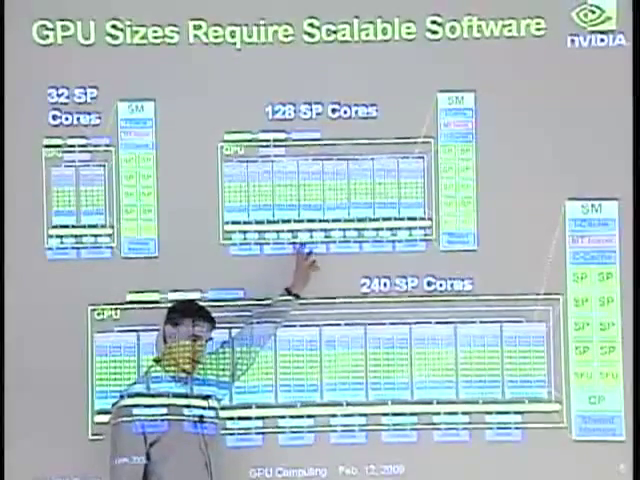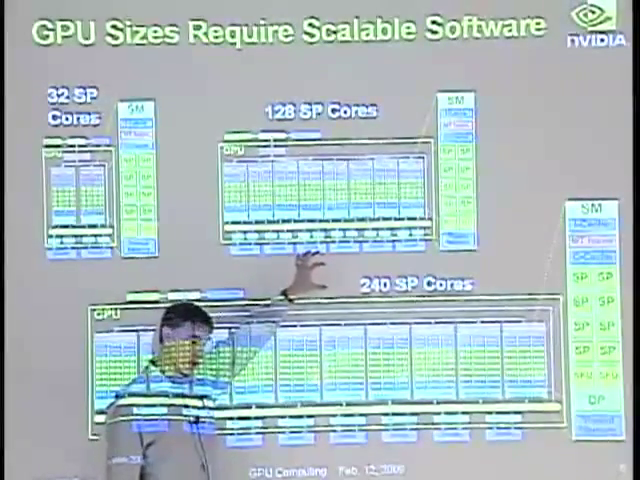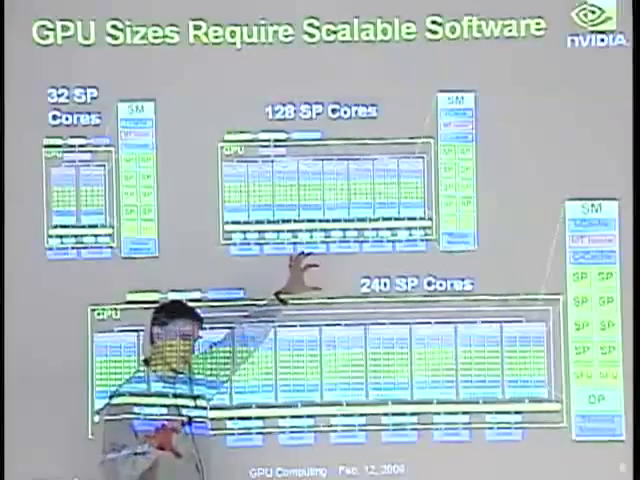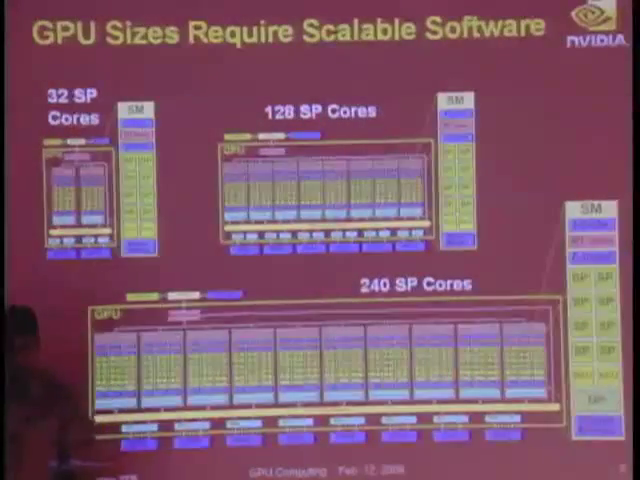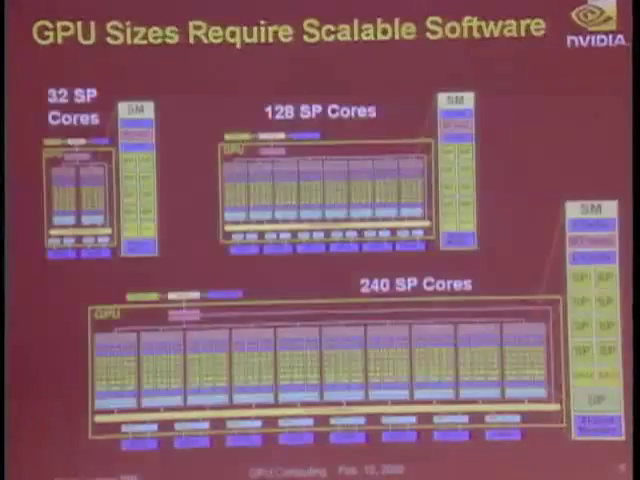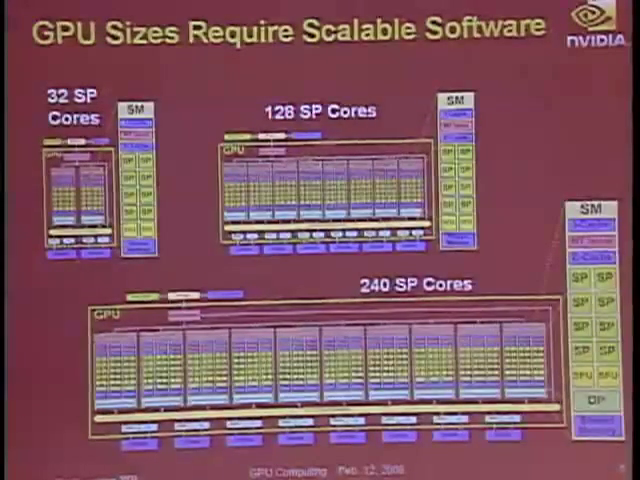Okay, so one of the cool things about CUDA today is that you can literally do that. Take a binary of CUDA and run it on all these different sizes, and it's the same program. It just runs faster when there's more parallelism available, assuming your problem is big enough.